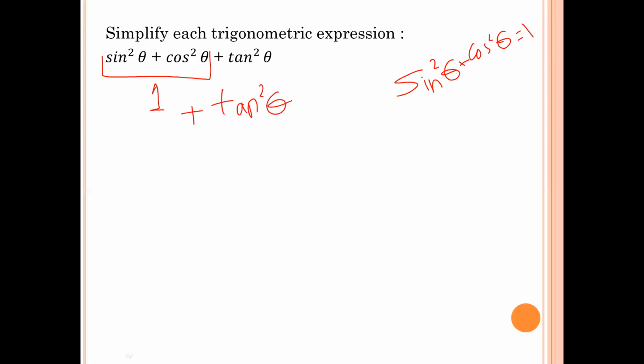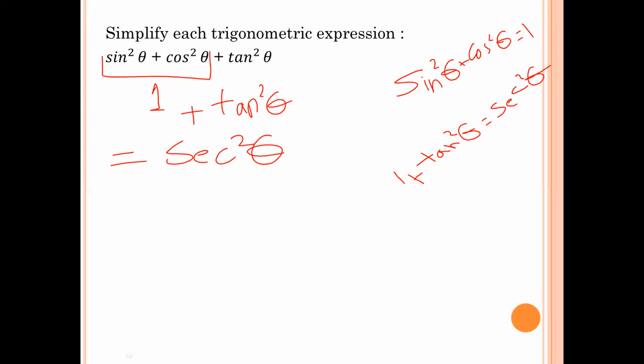Also, there's another Pythagorean identity that says that 1 plus tan squared of theta is secant squared of theta. So 1 plus tan squared of theta is secant squared of theta.